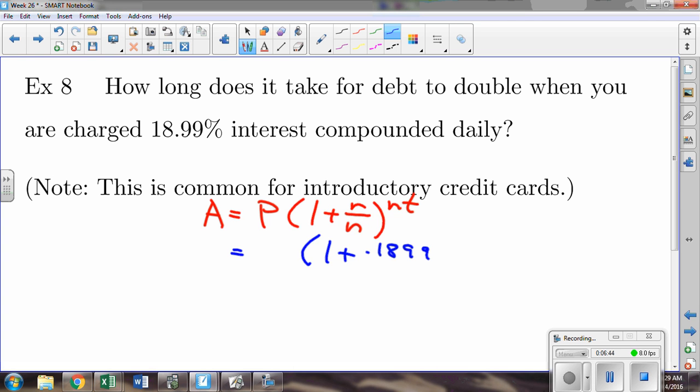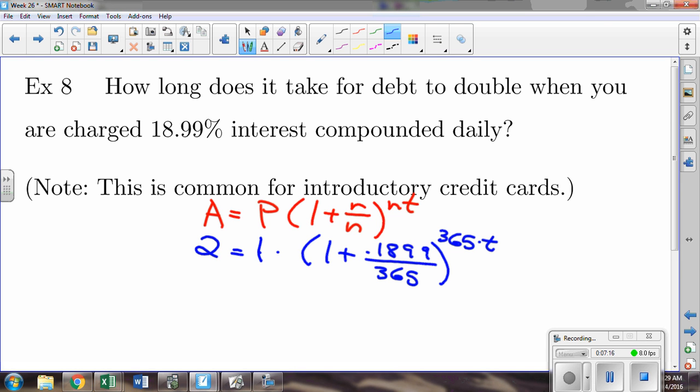Okay, we're told the interest rate. How about the number of compounds? Assuming that we have 365 compounds per year, so we're ignoring the fact that there are leap years. And then what about A and P? Well, we don't know them, but we know that it doubled, so basically it's 2 and 1.